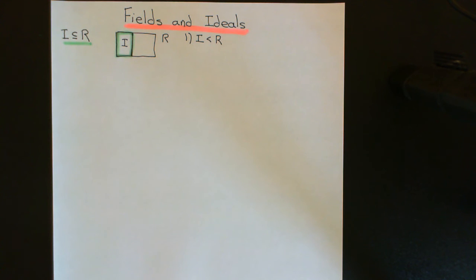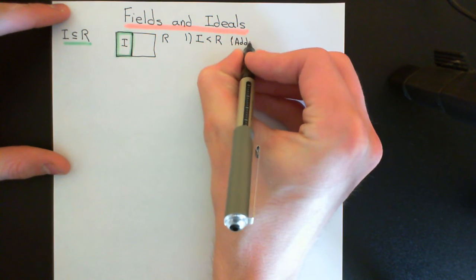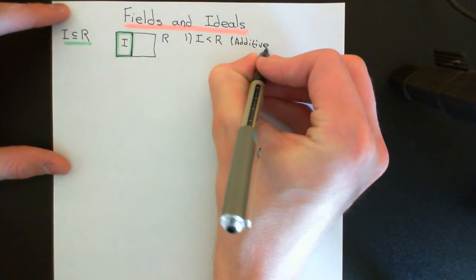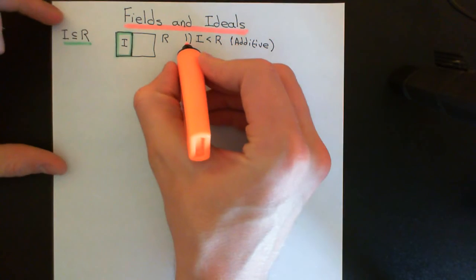So criterion number one is that it must be an additive subgroup, so it must be closed under addition, it must obey associativity, which will be trivial, it must have the additive identity in there, and finally it must have additive inverses in there, and it will also obey commutativity because it will inherit that from the addition on the larger ring. So it needs to be an additive subgroup. In addition, it needs to be closed under multiplication.